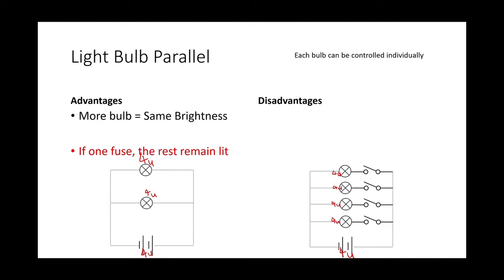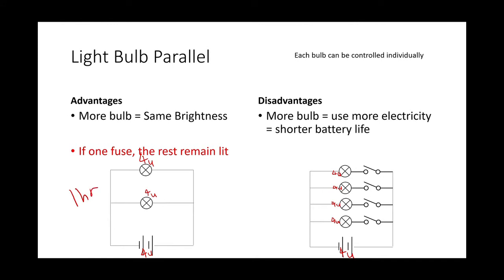Now let's move on to the disadvantages first. The disadvantage is this. As I was telling you, when you have more bulbs, the brightness remains the same. If the bulbs are able to remain the same brightness, that means when you connect more bulbs, they are taking away more battery each time. That means the battery life won't be that long. So for example, if the circuit on the left side can last for 1 hour, the circuit on the right side probably can only last 30 minutes. That's an example. Basically, you shorten the lifespan of your battery.